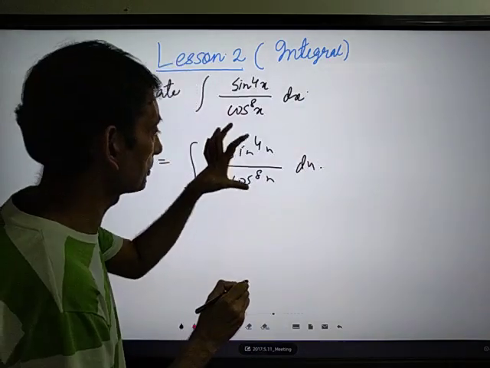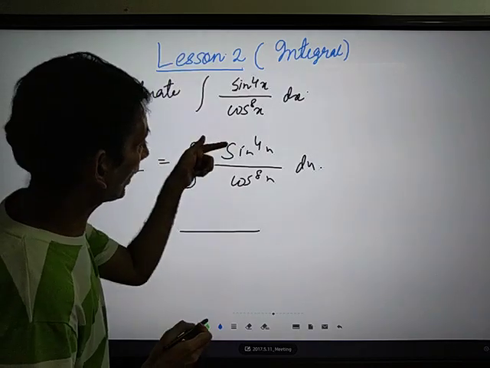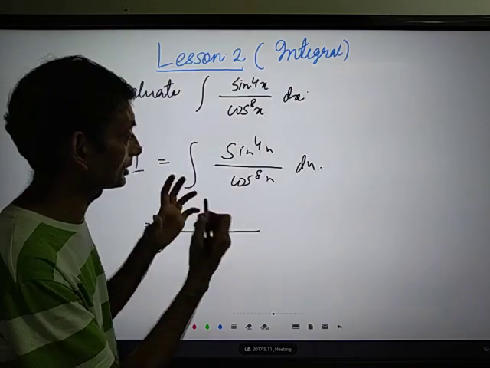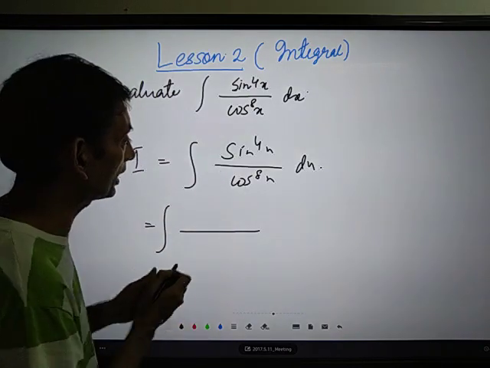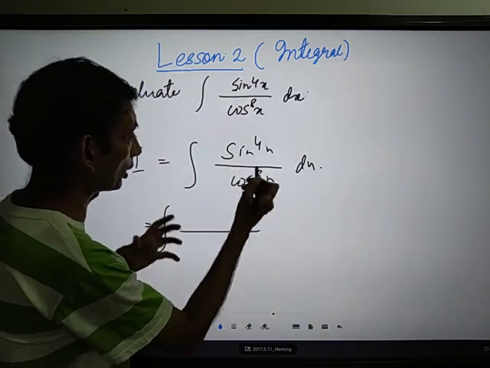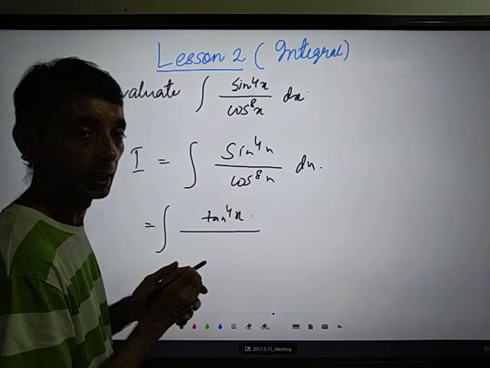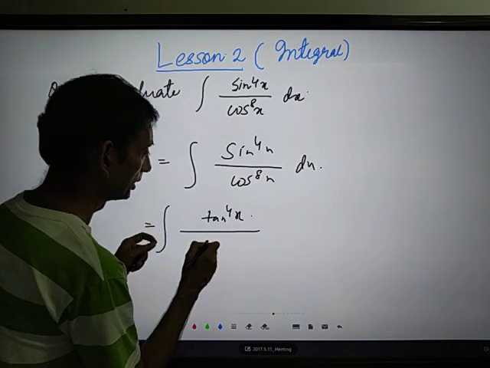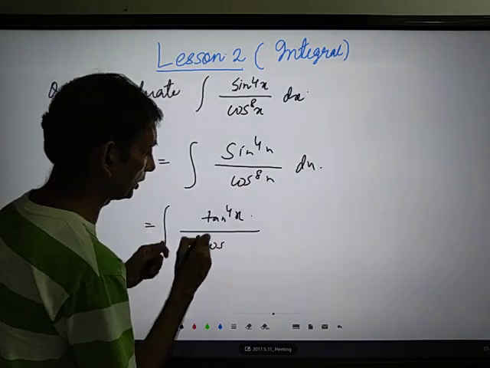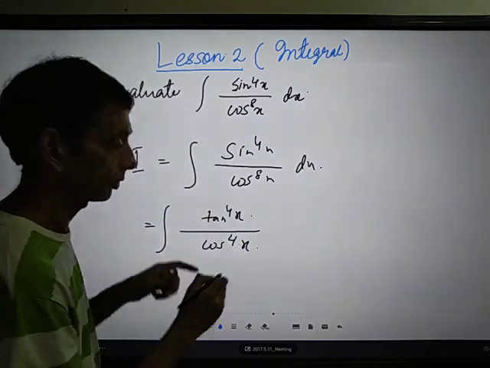First we are going to simplify this. So what I'm going to do is divide both numerator and denominator by cos to the power 4x. The advantage we get: if we divide sin to the power 4x by cos to the power 4x, we just get tan to the power 4x. And if we divide cos to the power 8x by cos to the power 4x, cos to the power 4x will be left out, dx.